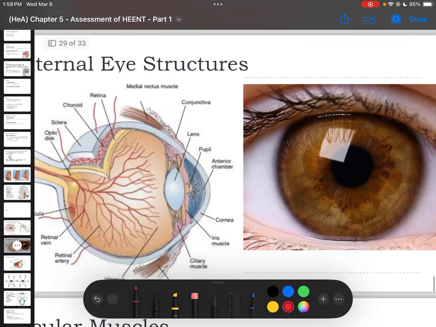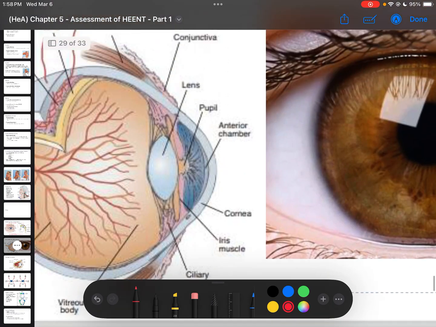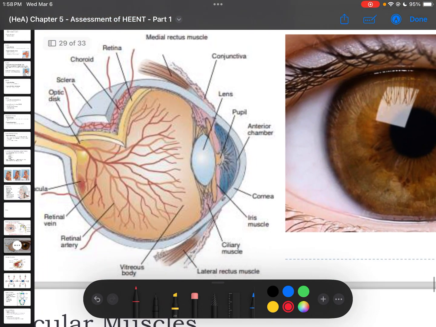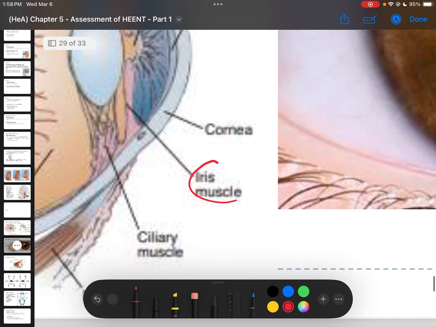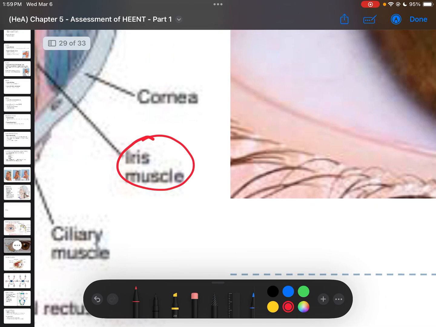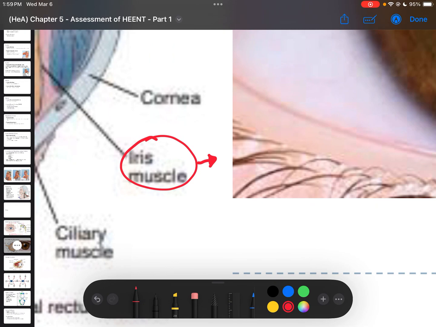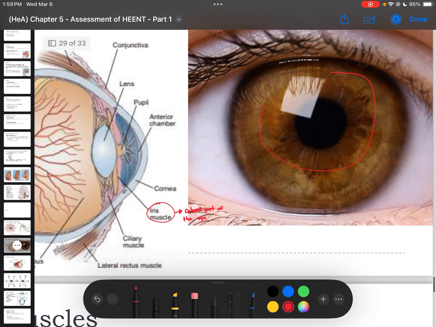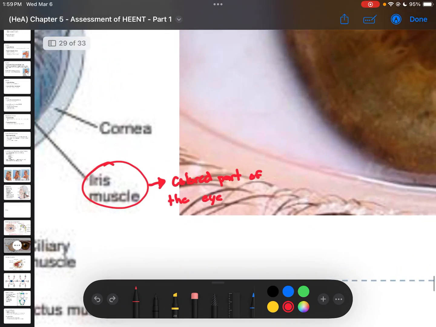Okay? Next is our internal eye structures. Okay, this is very important. You have to listen to this. First is our iris. Now, our iris is a muscle, otherwise known as our iris muscle. Our iris muscle is the colored part of the eye. Here, you see this brown, that is our iris.